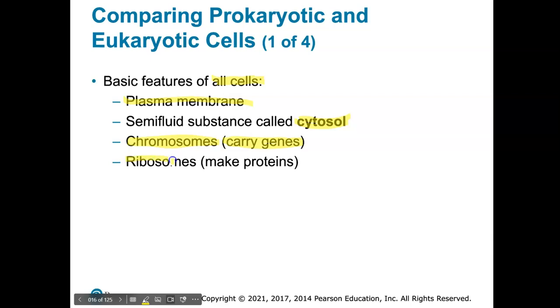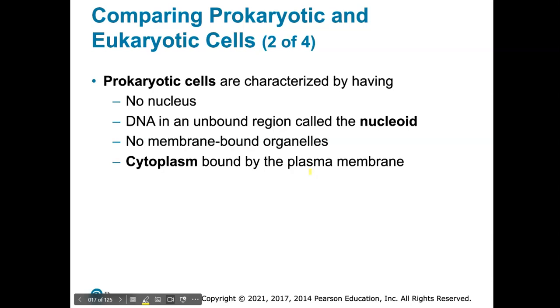And all cells have these structures called ribosomes. And ribosomes make proteins. So the DNA works together with ribosomes to make proteins. That's what DNA actually does. Specifically for prokaryotic cells, even though prokaryotic cells have all the structures that were on the previous slide, they don't have a nucleus.